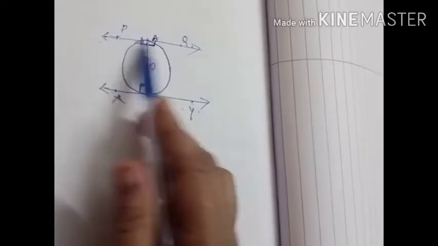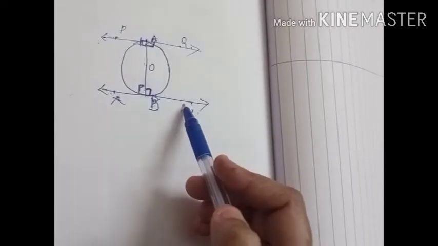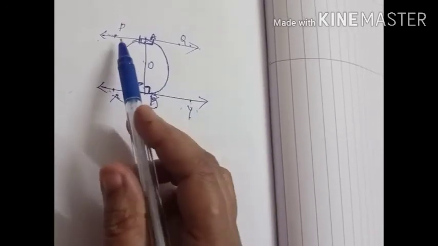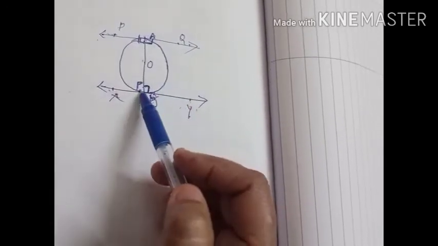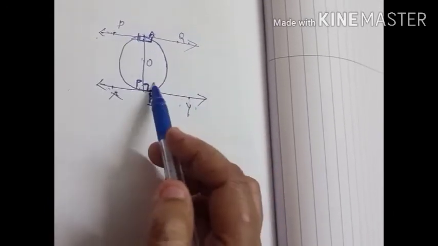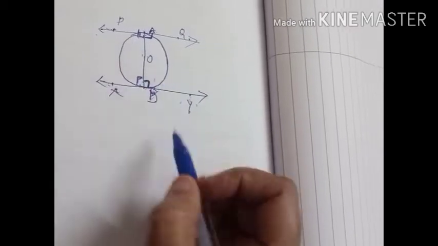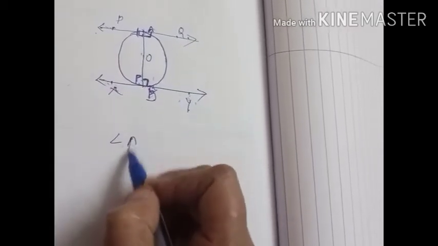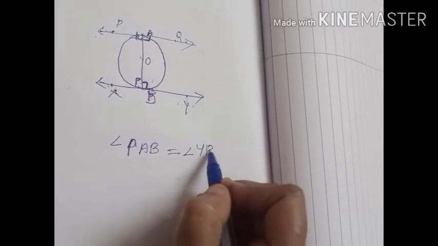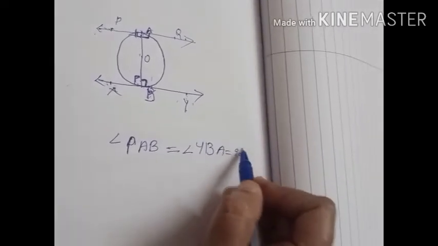When I consider PQ and XY as two lines, and AB as the transversal, then angle PAB and angle YBA are 90 degrees. So angle PAB equals angle YBA equals 90 degrees.